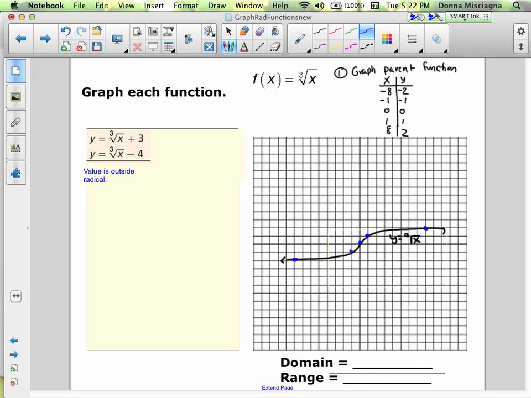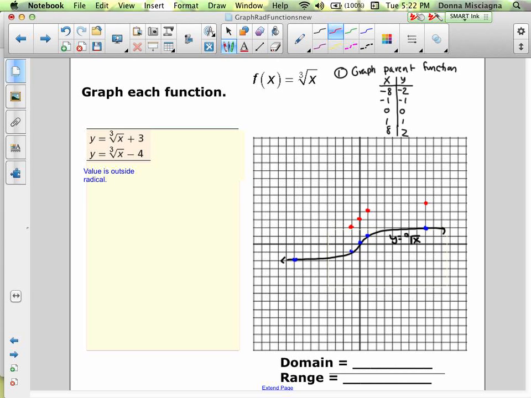And we're going to do the very same transformation. All right, so we're going to graph the cube root of x plus 3. And just like before, it's just going to move our points up 3. 1, 2, 3. 1, 2, 3.